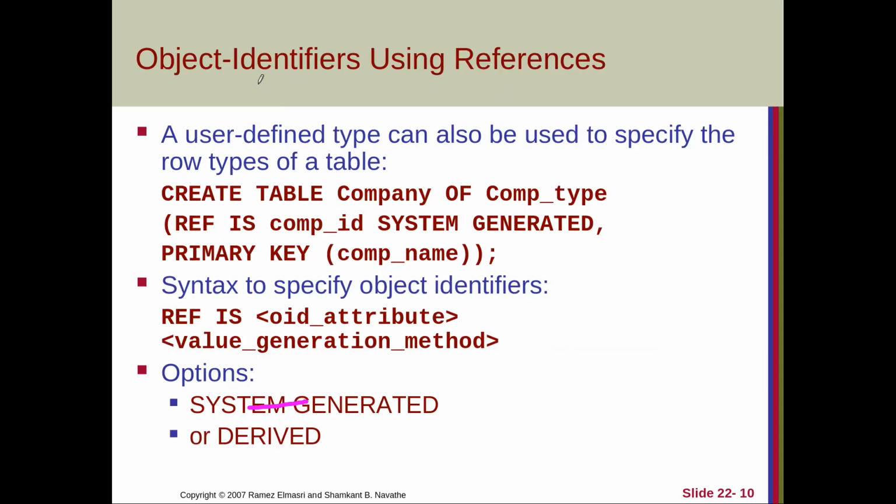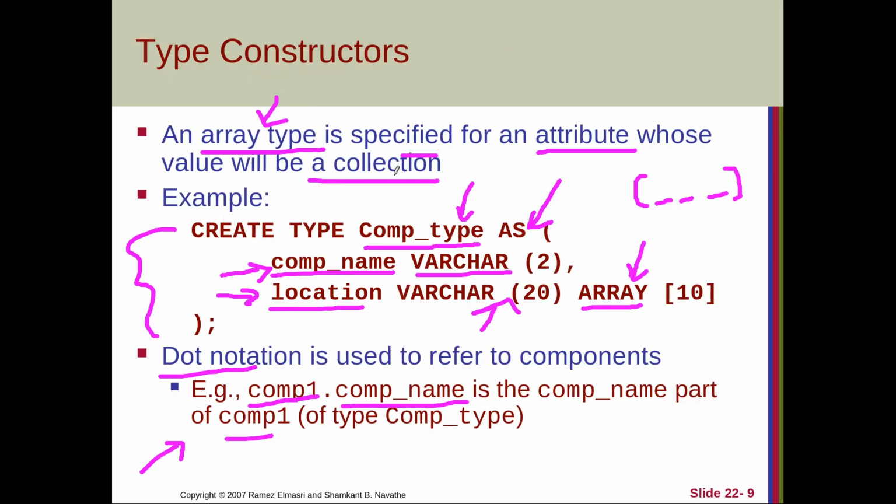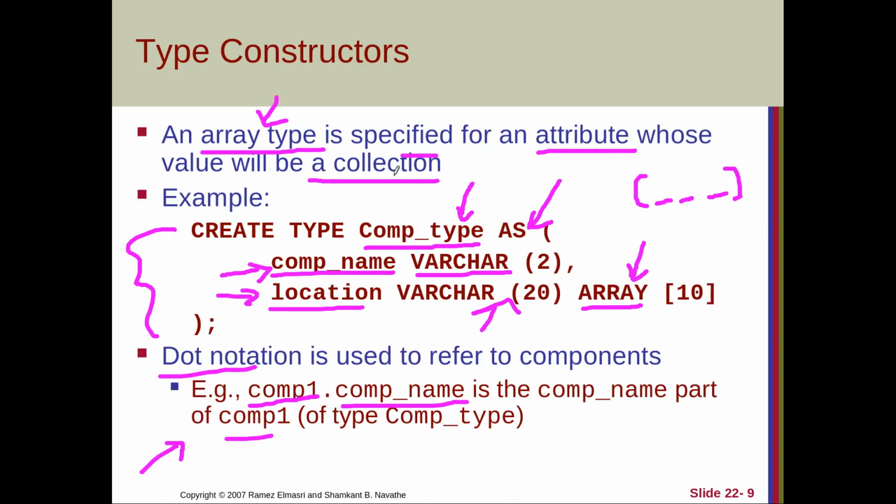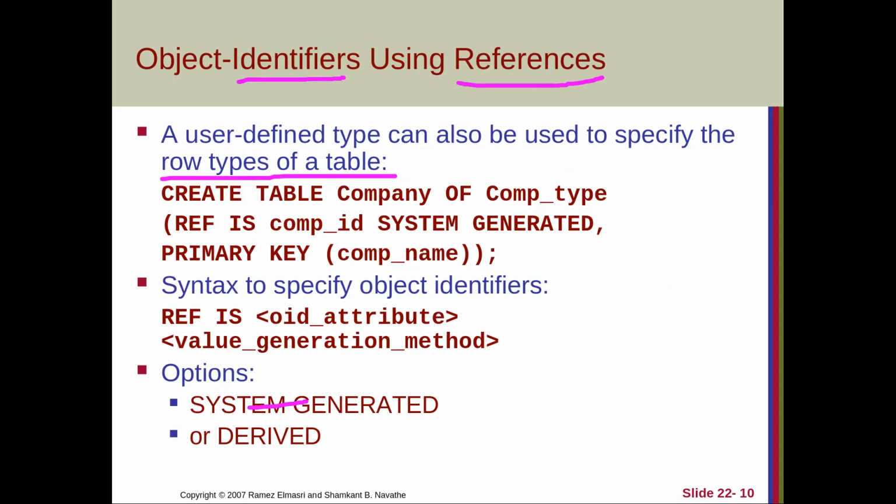Now we will discuss object identifiers. How can we create object identifiers, how can we do object identity? It is by using a concept called references. Now listen, a user-defined type can also be used to specify the row types of a table. In the previous case we were discussing each user-defined type. First one was address type. Second one was company type. Separate user-defined types were created. Now these types can be used for creation of a particular table.